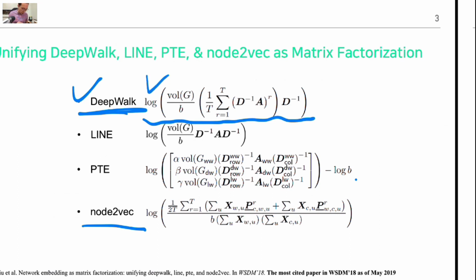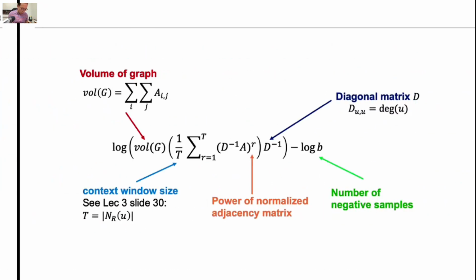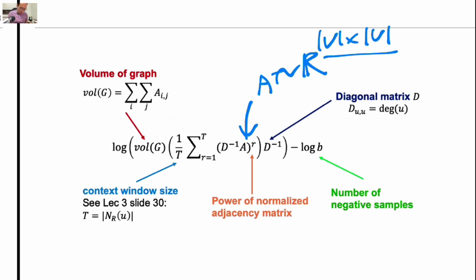So we have a logarithm, right? And then volume, b and T, and some adjacency related terminologies. So let's go to the detail. First of all, A is just the adjacency matrix, right? It corresponds to this, the two-dimensional matrix, and D is just the degree matrix, right?